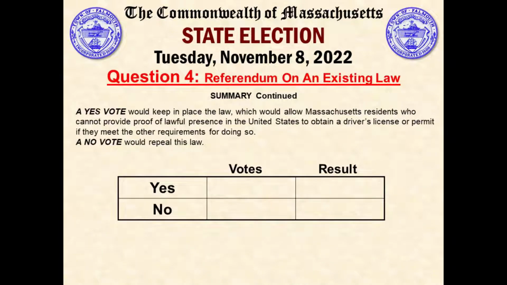A yes vote would keep in place the law, which would allow Massachusetts residents who cannot provide proof of lawful presence in the United States to obtain a driver's license or permit if they meet the other requirements for doing so. A no vote would repeal this law.